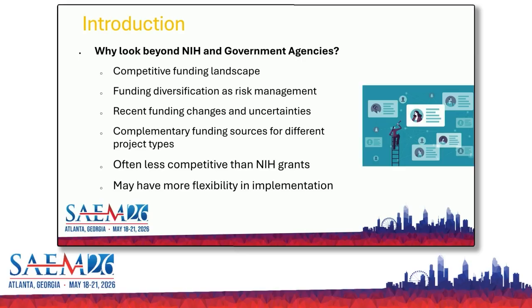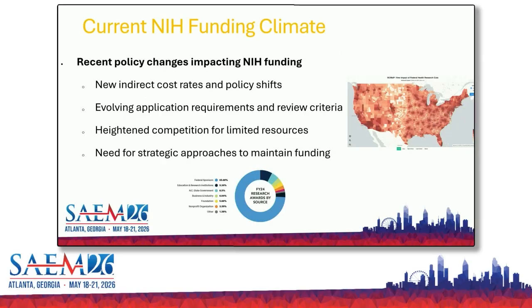So again, look for complementary funding sources out there, which are usually less competitive than NIH grants. And you might actually have more flexibility in implementation. NIH is pretty rigid. It's really good to have that aim in mind, but then also hit the other lower bars and keep it going so that you're not left with an empty bank because you don't have NIH funding. These are the recent changes I talked about: new indirect costs, new review criteria. When you do the mock drill, we'll be using the new review criteria. There's heightened competition going on, and you need a strategic approach.